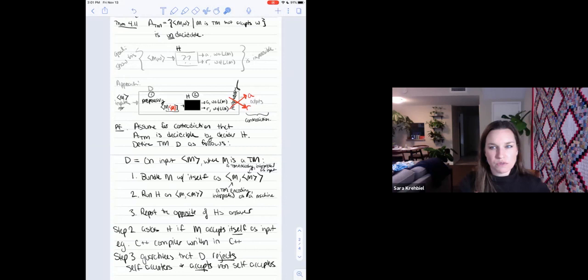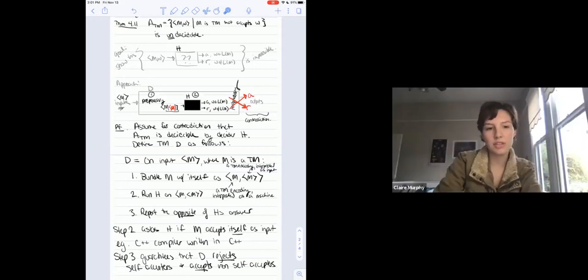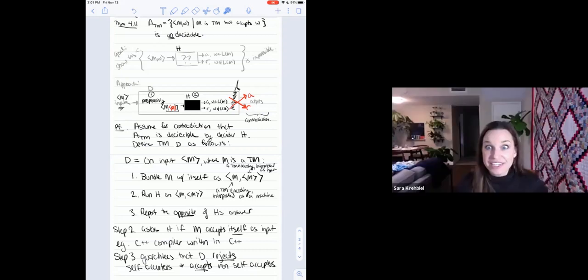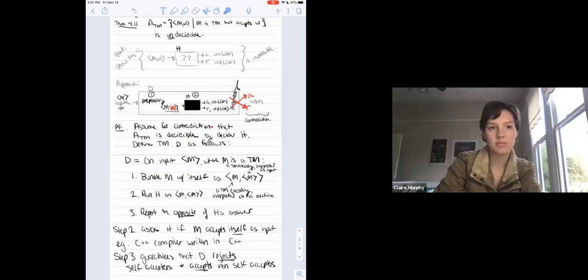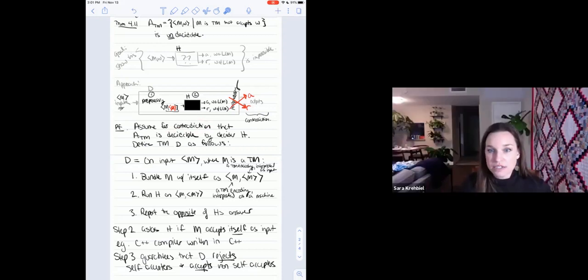So alternate question from Claire. Do self-acceptors and self-rejectors even exist? Good. So what we're trying to do ultimately is come up with a contradiction. And so Claire has this intuition that the idea of a self-acceptor or a self-rejector feels like a logical contradiction. And in fact, we are precisely trying to build a logical contradiction.